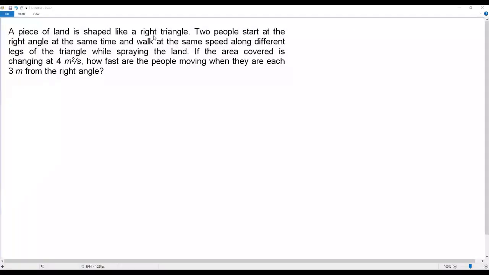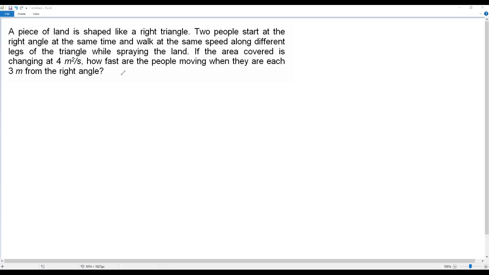Here we have an AP Calculus AB problem. Okay, let's go with the information. A piece of land is shaped like a right triangle. Two people start at the right angle at the same time and walk at the same speed along different legs of the triangle while spraying the land. If the area covered is changing at 4 meters squared per second, how fast are the people moving when they are each 3 meters from the right angle?